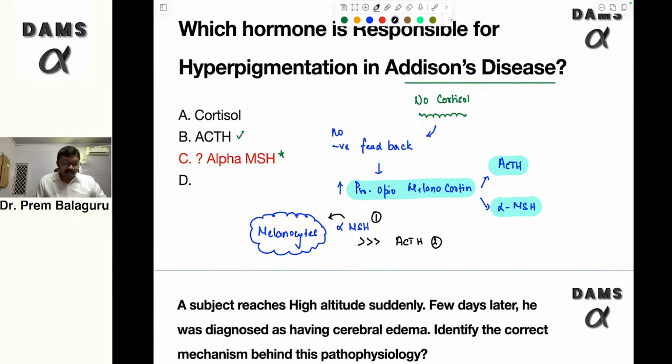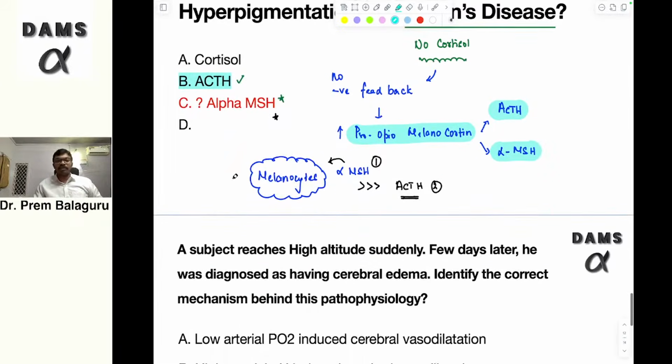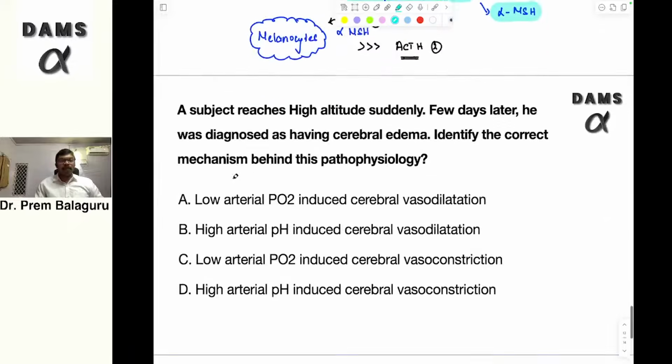You have to pick alpha MSH if the word is given. If it is not given, the answer is going to be ACTH. So that day my students were saying alpha MSH was not given in the options, so we go with the best choice. That's adrenocorticotrophic hormone for this question, guys. Plain and simple. Moving on to the next one.